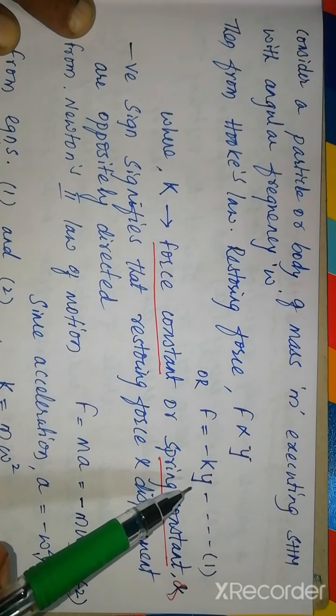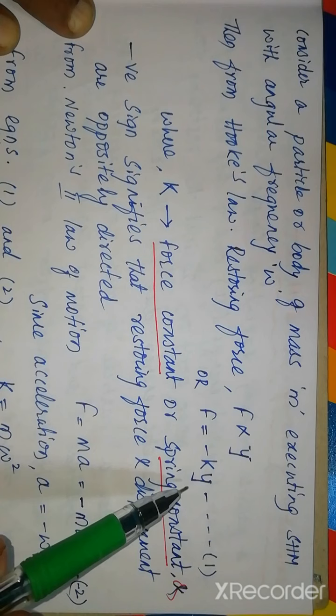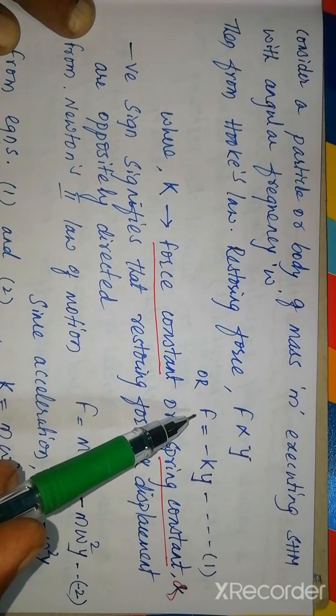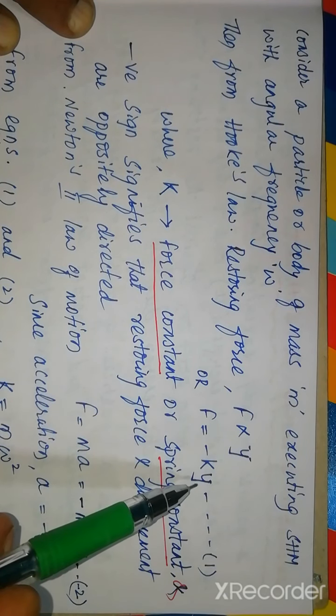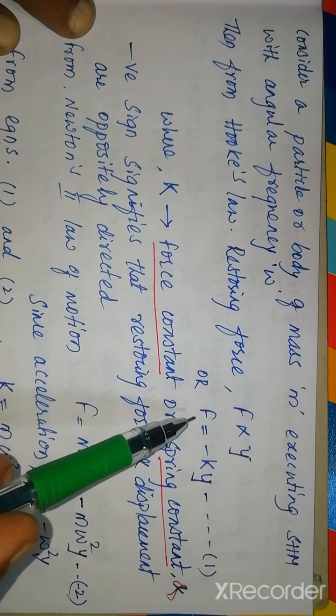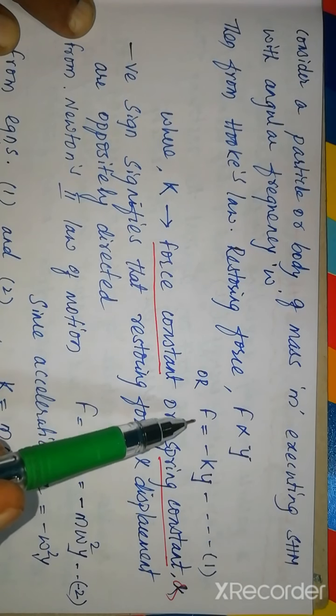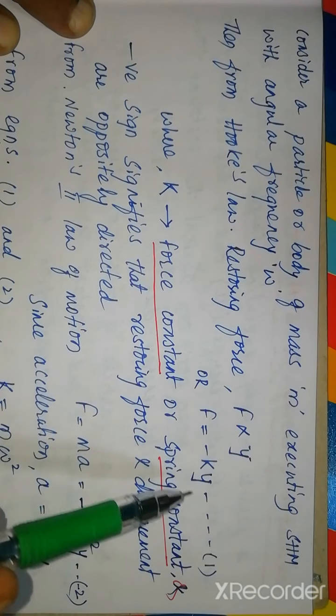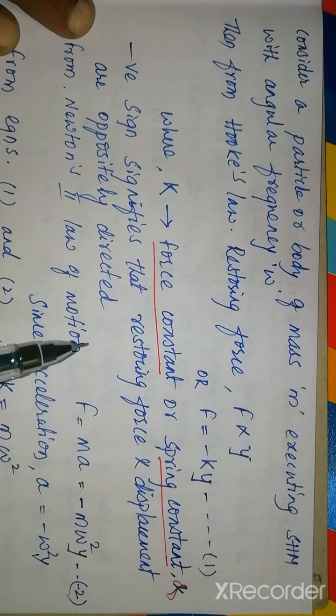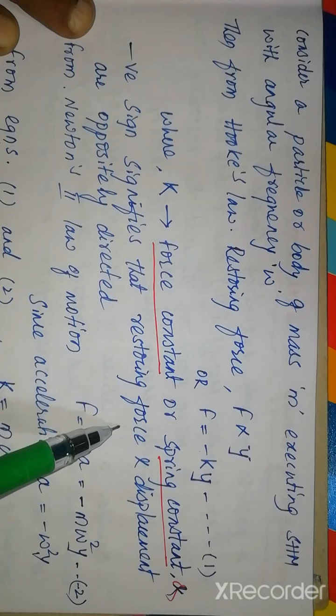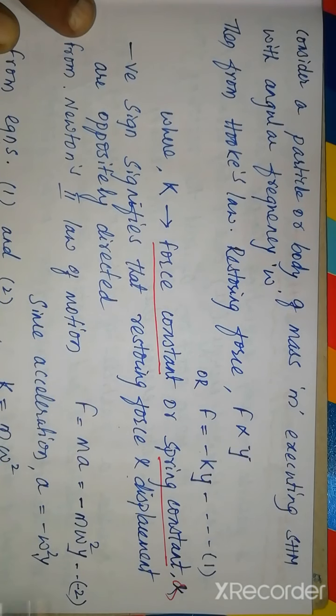If a load is pulled to a greater extent, displacement becomes large, and the restoring force also becomes large. So as the displacement increases, the restoring force also increases. But both the restoring force and displacement are oppositely directed. Here k is called the force constant or spring constant. The negative sign signifies that the restoring force and displacement are oppositely directed.